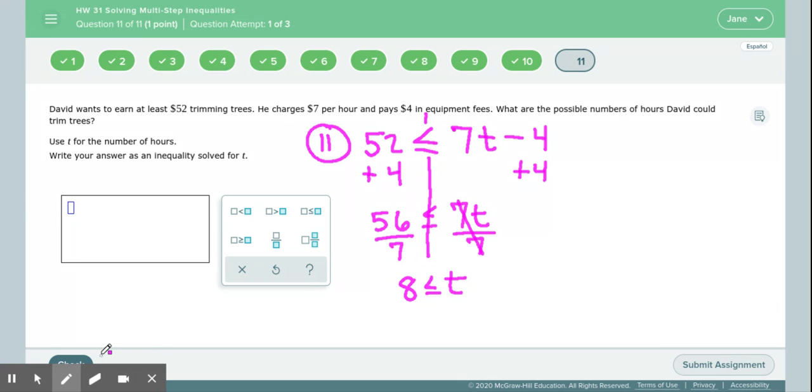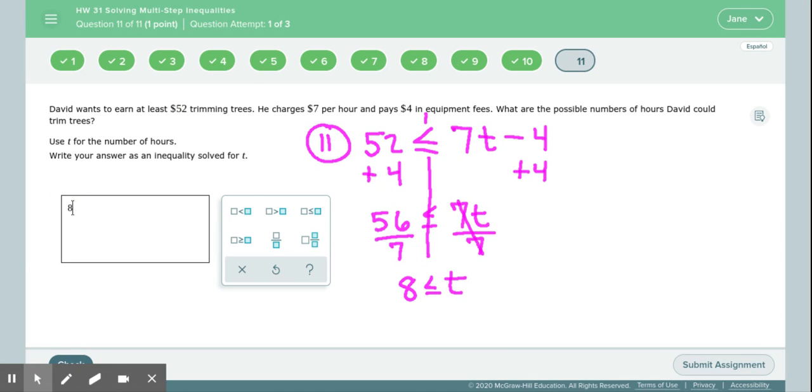So in my case, what this is saying is that David would need to work at least 8 hours in order to make at least $52. If he wants to make more than $52, he'd have to work more than 8 hours. Okay, but if he works exactly 8 hours, he should make exactly $52.